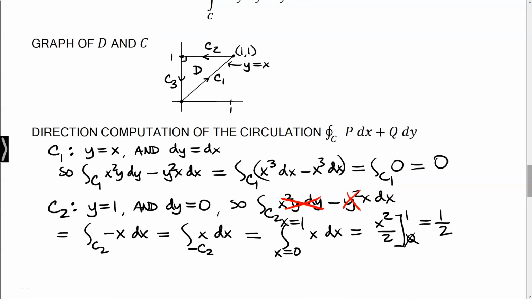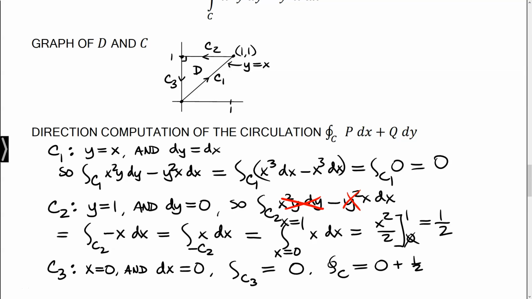All right, we got one more. We're just about done. C3. Well, along C3, x is equal to 0, and dx is equal to 0. So that means since each term here has an x or dx, the first term is going to be 0, and the second term is going to be 0. Well, they're both going to be 0 because x is 0. So the integral along C3 is just going to be equal to 0, because the integrand is just 0. So altogether, the integral along C is equal to 0 plus a half plus 0 is equal to 1/2.